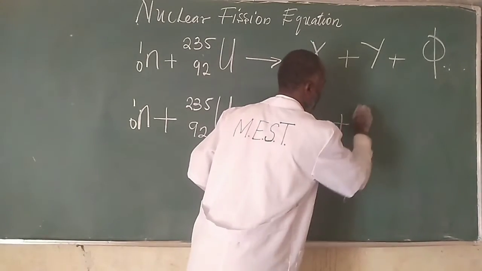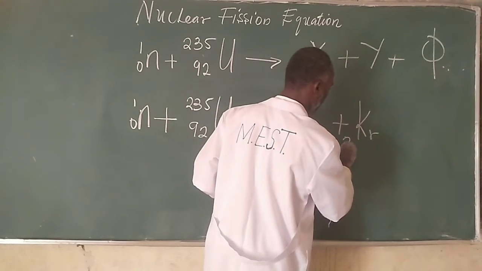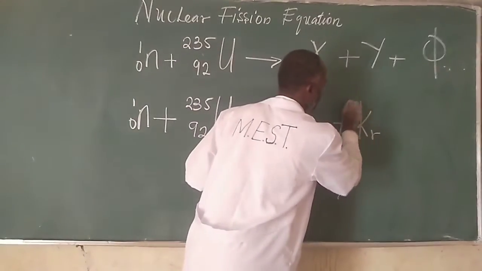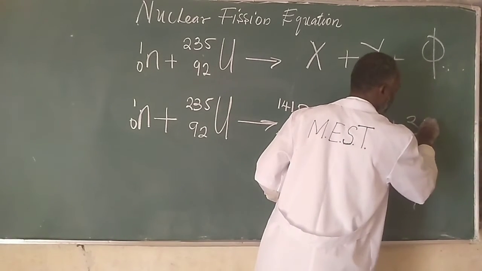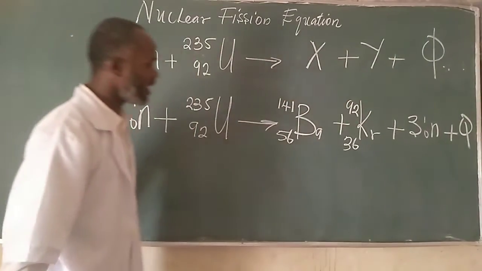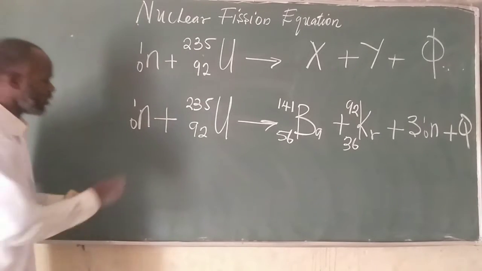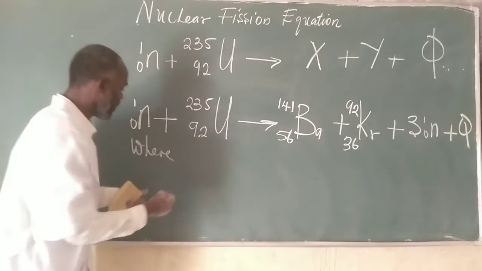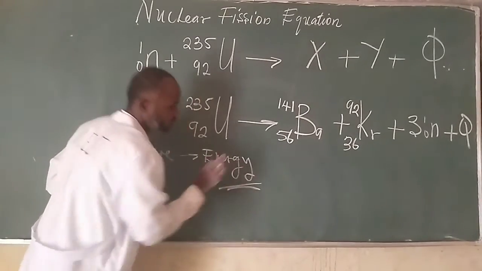The next one is going to be krypton, Kr, and this is 92, atomic number 36, plus the release of neutrons again, and an amount of energy, Q. That's what it means. Okay, can you see it now? Look at it. The Q you're looking at represents energy released. Represents energy. So take note of that.